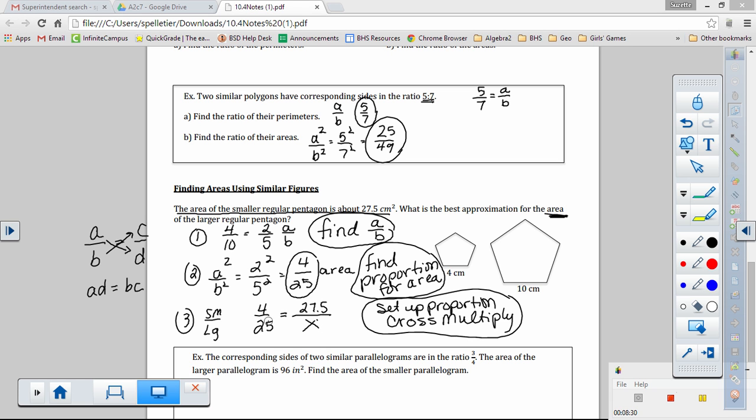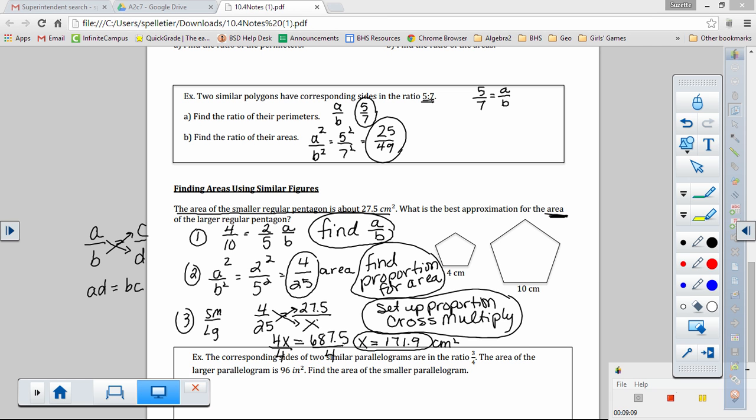So we're going to cross multiply. 4 times x, 4x equals 25 times 27.5 gives me 687.5, and then I'm going to divide by 4. Sorry, I'm writing over the other problem. I'll erase that for you in a second. So x equals 687.5 divided by 4 is 171.9. So there is our best approximation for the area of the larger regular pentagon. Remember, that's centimeters squared. Don't forget to label.